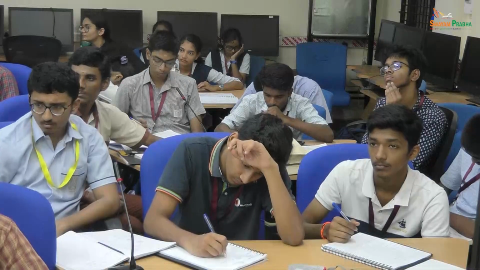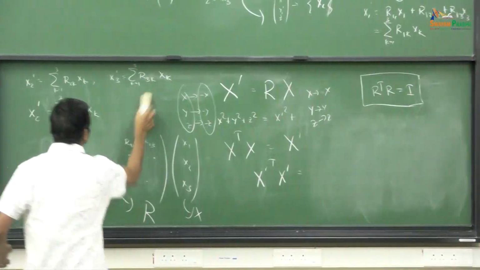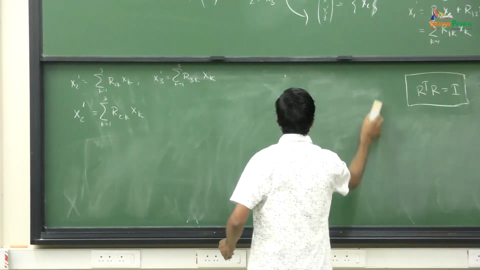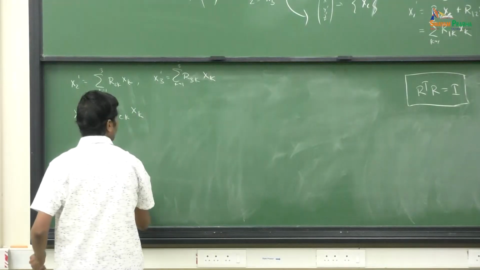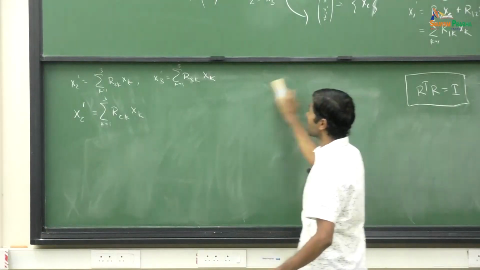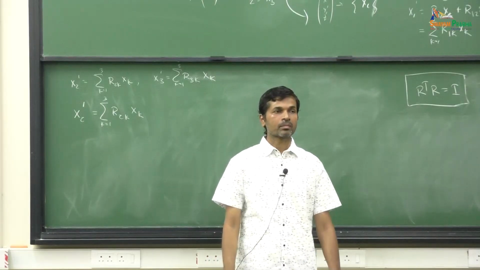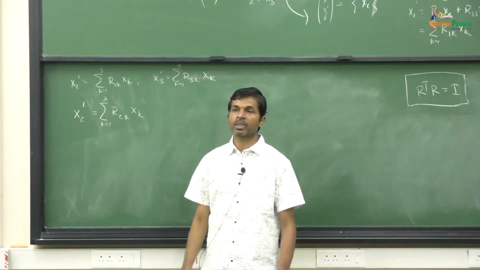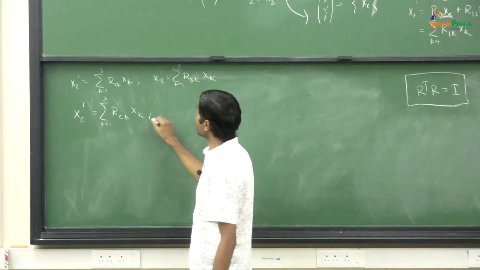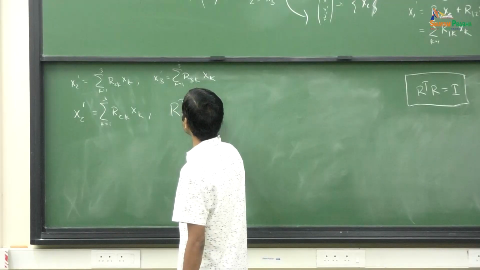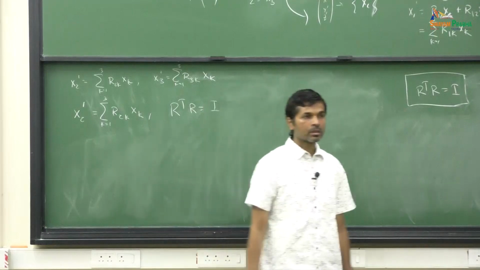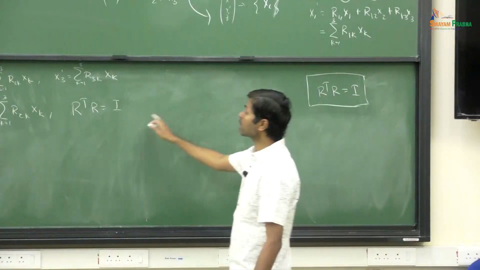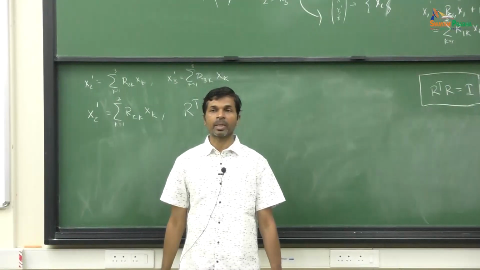So what we saw is the following. If we perform a rotation, then the components of the position vector transform this way, where R is an orthogonal matrix, R transpose R is equal to identity. That is what a rotation is. That is what a rotation does to the components of the position vector.